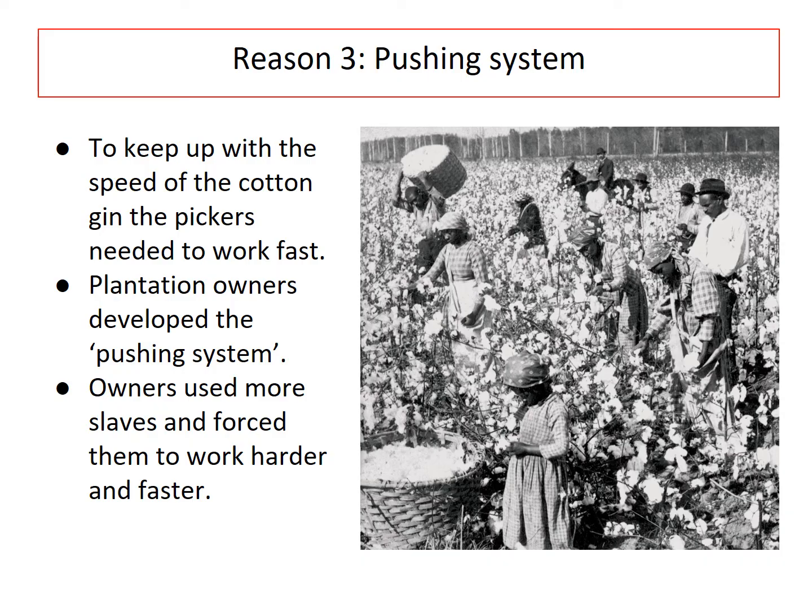Now this went hand in hand with something called the pushing system. To keep up with the speed of the cotton gin, the pickers, the enslaved people that you can see here, needed to work fast. And so the plantation owners developed something called the pushing system. What that basically means is pushing the enslaved people to work harder and faster. So all that cotton was made at the cost of the enslaved, who were treated horrifically to make that product grow at an even faster rate.